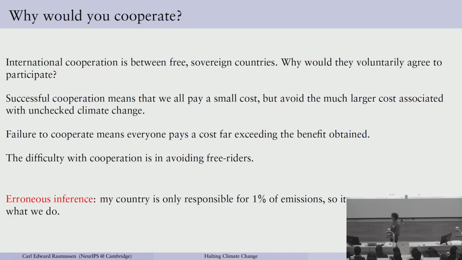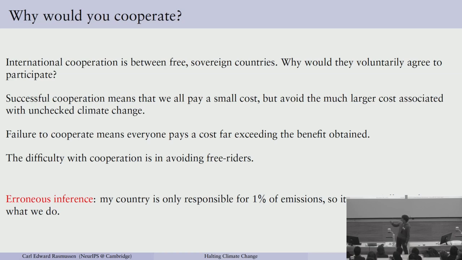So first of all, why should you cooperate? We need to set up a system where there's international cooperation between free sovereign countries. What that means is that you can't force anybody to do anything. We'll have to have a system where it's in everybody's interest to join in. So the question presents itself: why would people want to collaborate in this way?